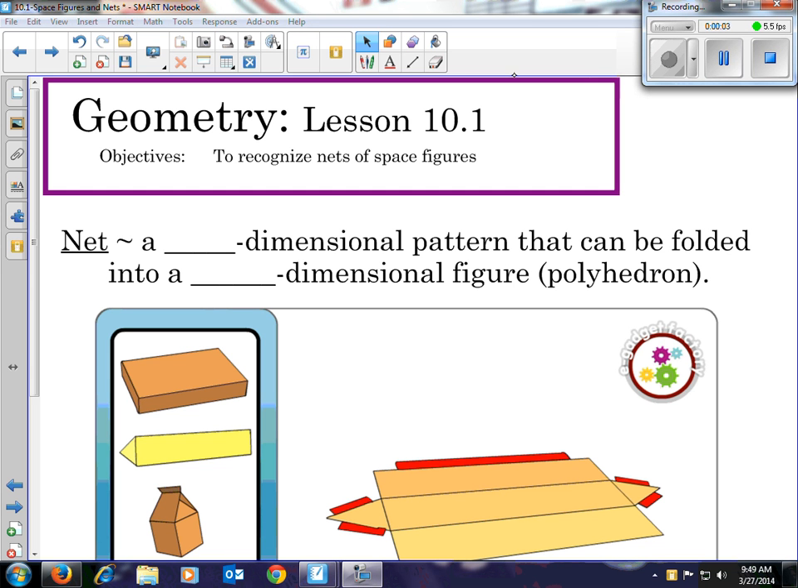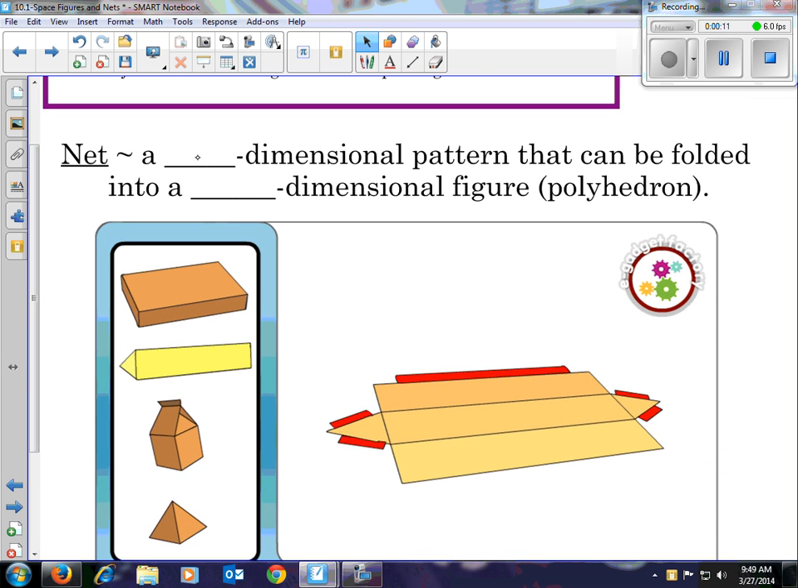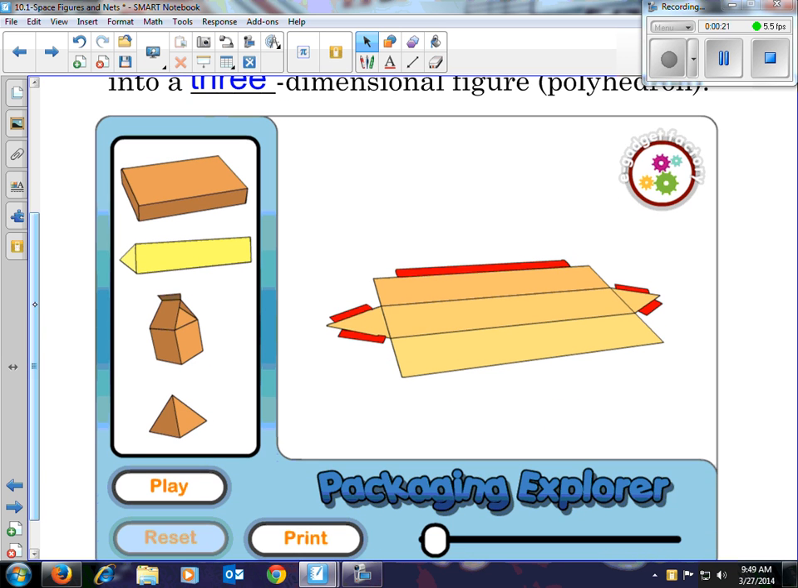Alright, the start of a new chapter, lesson 10.1, and we are going to be playing with nets today. So first of all, you need to know what a net is. And a net is a two-dimensional pattern that can be folded into a three-dimensional figure, the three-dimensional figure being a polyhedron. Now I have this little video thing up so you can kind of see what it is.